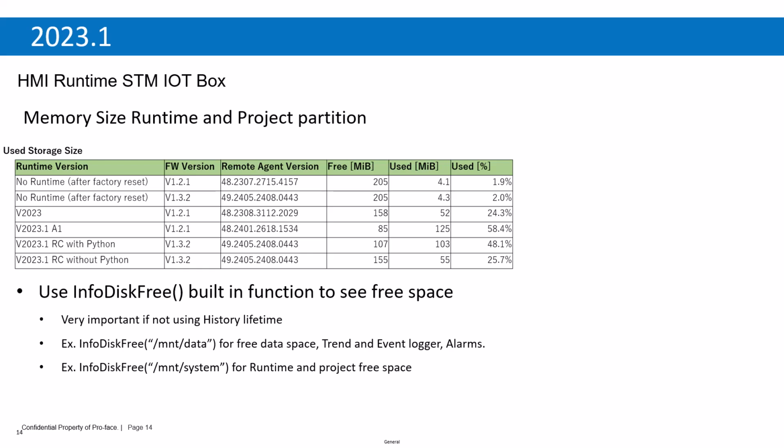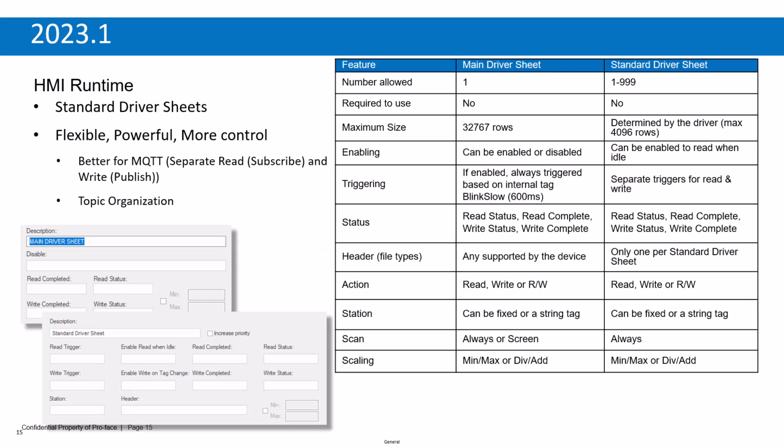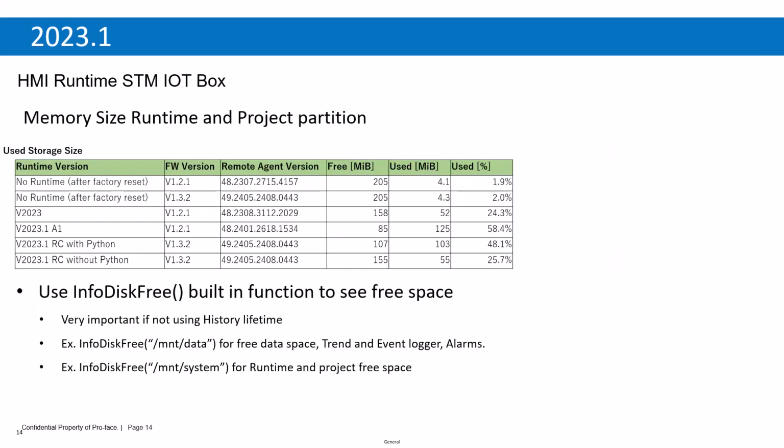Okay. There are some commands to see how much space you need. On a Windows box, it's easier to define where that free space is. Here's the information about the commands to get the amount of free space, and you can see there are basically 2 areas that we are looking at, and each one of these areas has about 220 megabytes allocated to it. One area is where all the data is stored, so the trend and event loggers and alarms, and the other area is where the runtime and the project are stored. Okay.